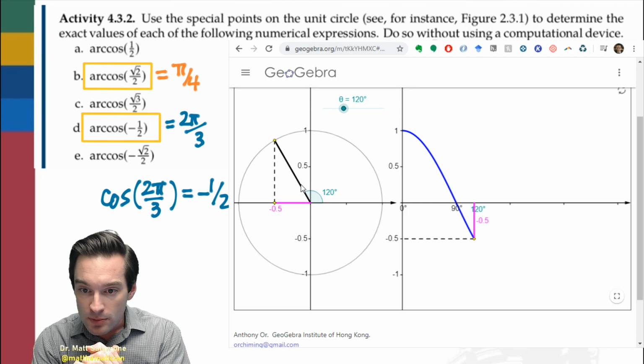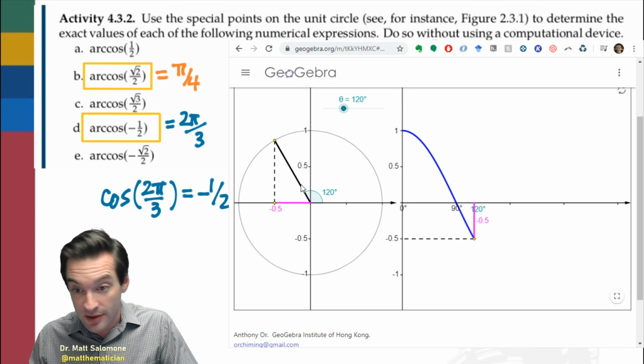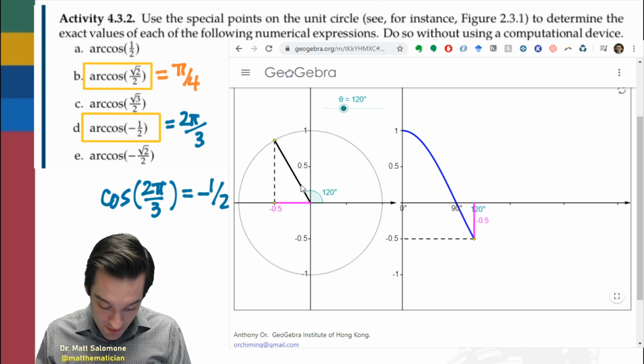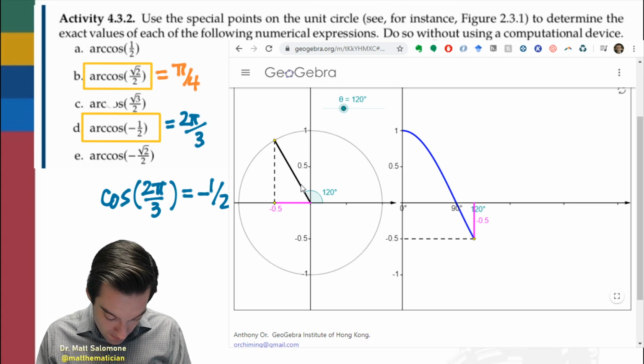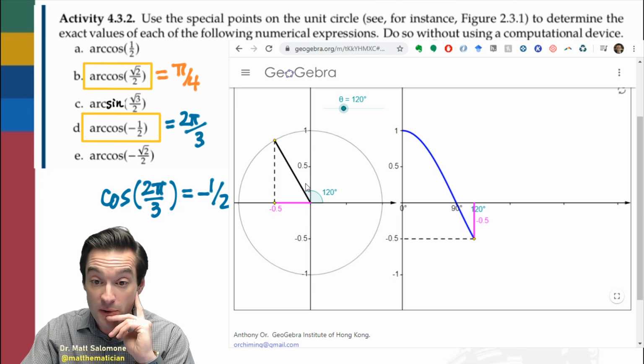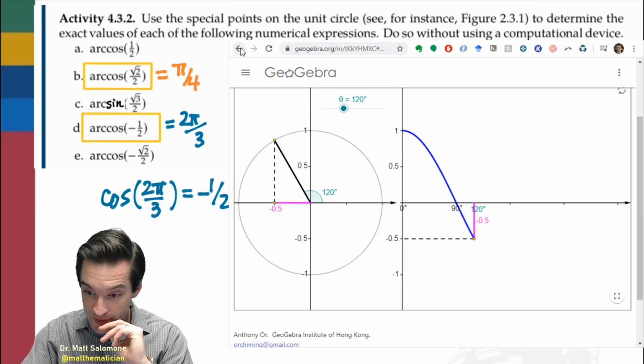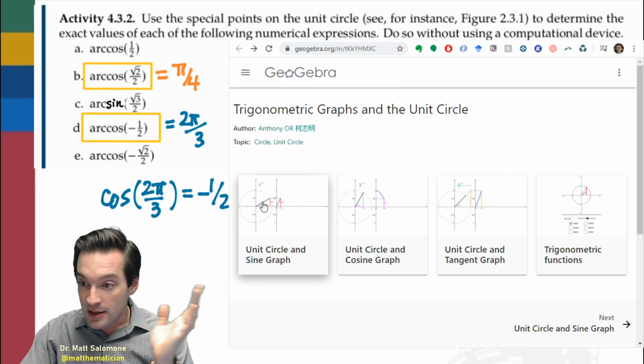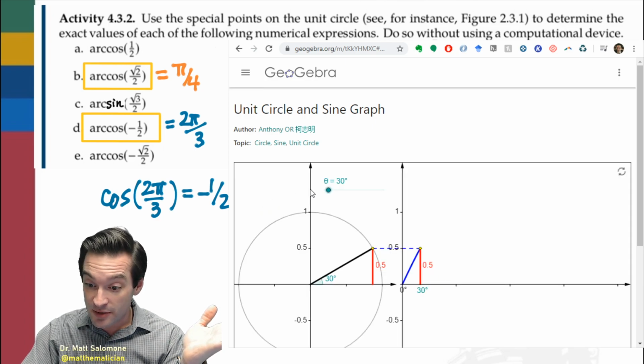Before we go into a couple of the more interesting examples on this section, what I'd like to do is actually modify part C, just so that we get a chance to get a little practice with another arc function. What if part C were asking for the arc sine instead of the arc cosine for the square root of 3 over 2? Let's do that piece. So for that, I need a sine graph instead of a cosine graph.